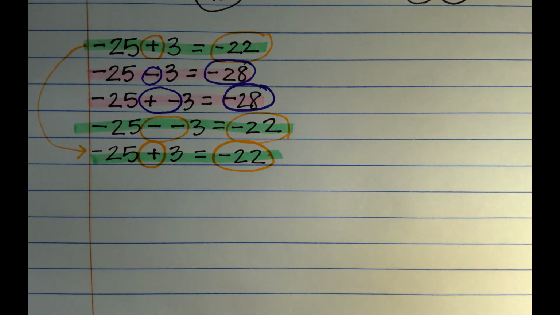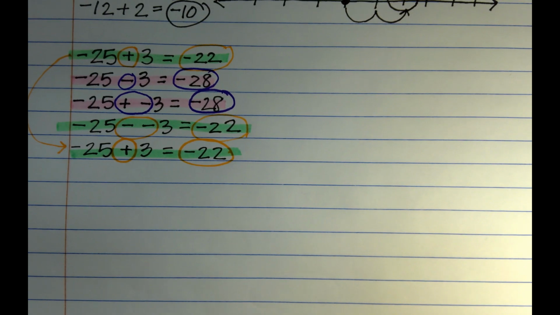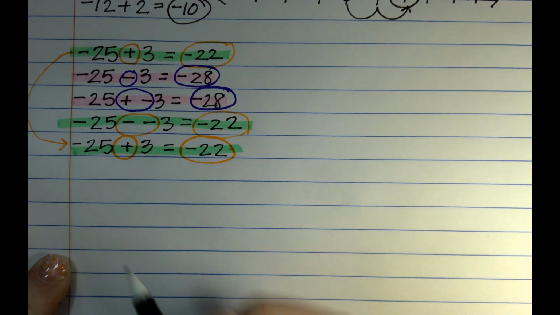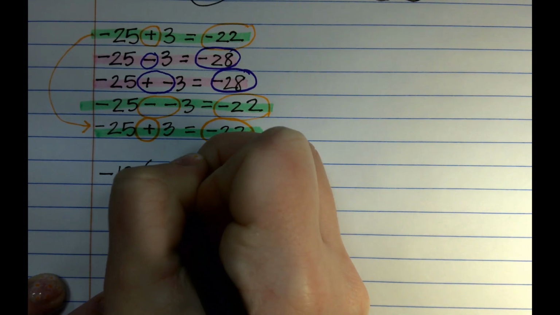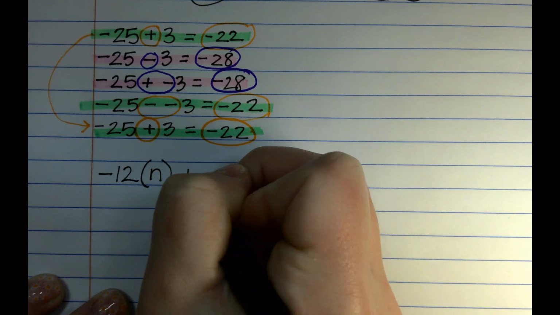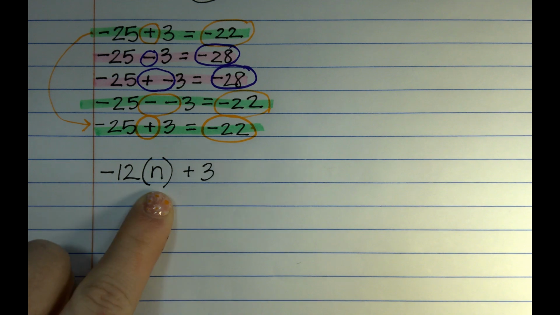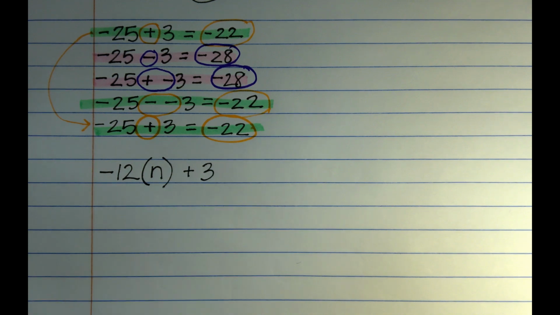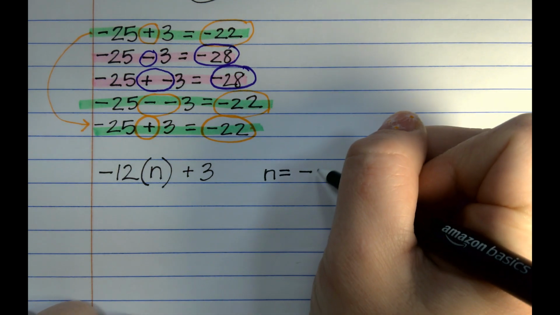So let's go back to the variables. I'm going to move this over. What if I give you, let me look at some of these order of operations problems. How about negative 12 times n plus 3? Okay, so I have negative 12 times n plus 3, and I'm going to tell you that n equals negative 2.